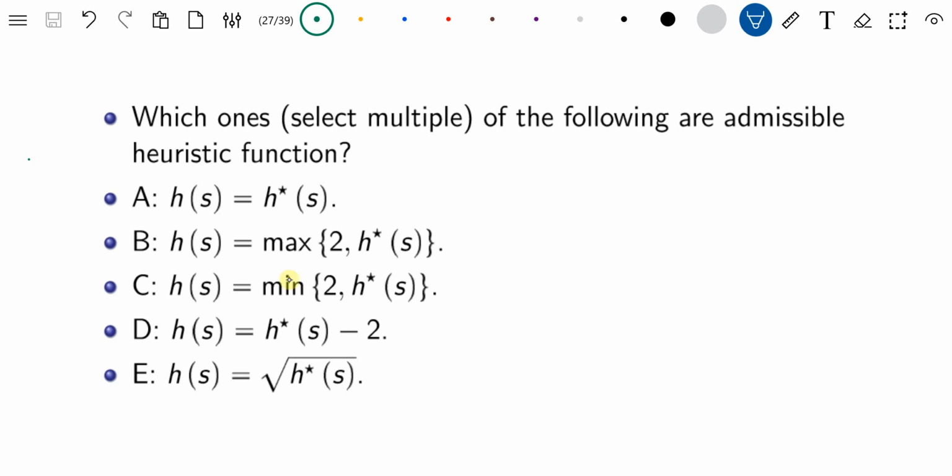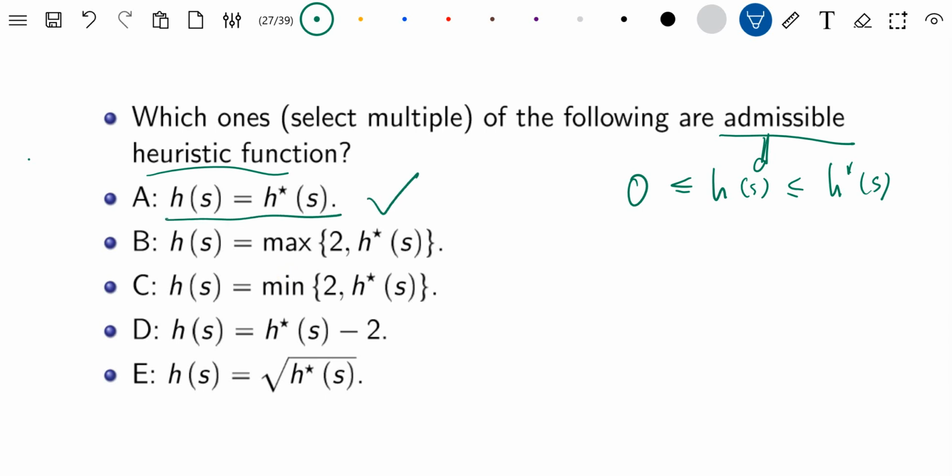So here the question is asking which one of the following is an admissible heuristic function. You need to remember this means 0 is less than or equal to h, and less than or equal to h star. That's all you need to remember. And this is obviously okay. This is admissible because h is between 0 and h star. So the next one is max of this and this.